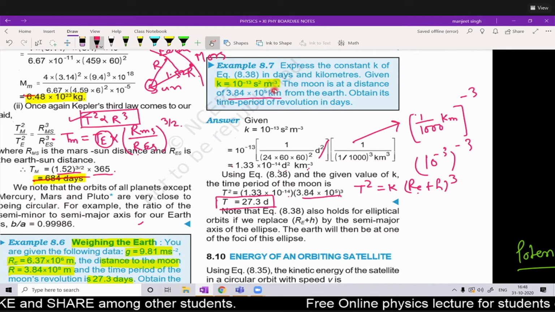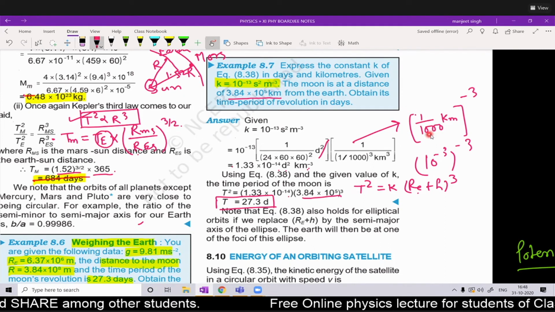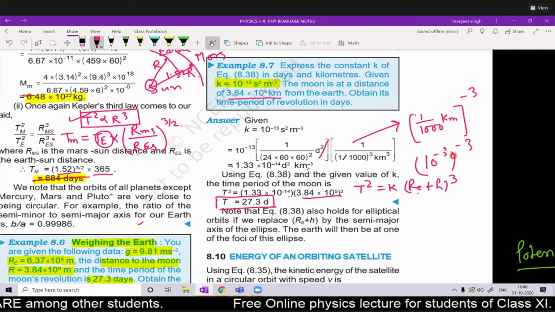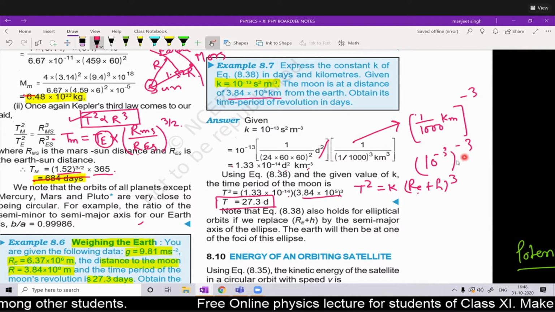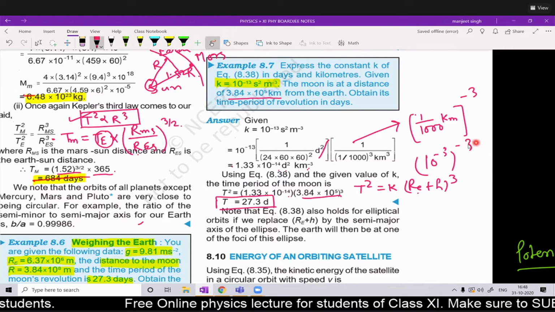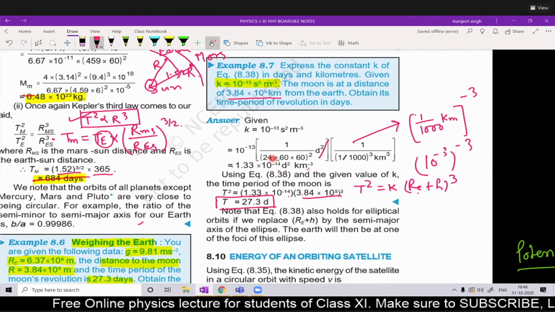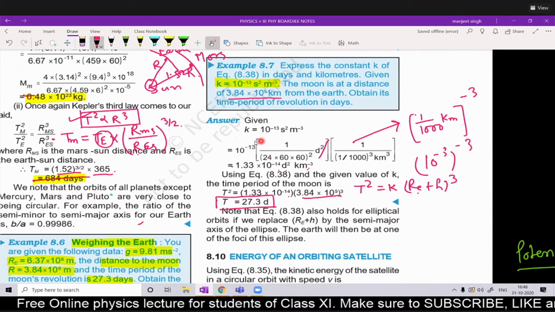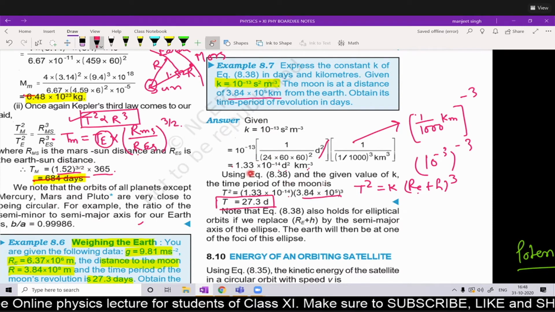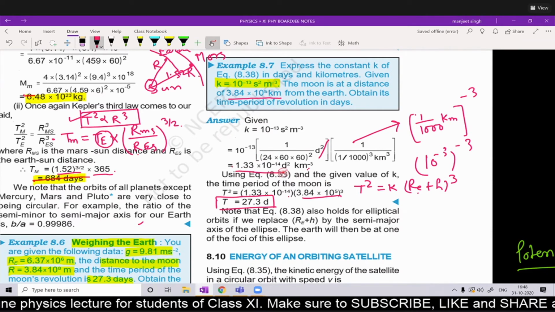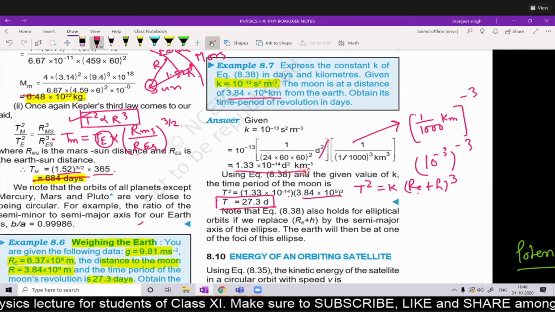And what is the power? Power is minus 3. So this is 10 to the power minus 3, to the power minus 3. So what it becomes? This becomes 10 to the power 9. So this factor comes here. And if you calculate all these factors, you will get 1.33 into 10 to the power minus 14 days square kilometer to the power minus 3.